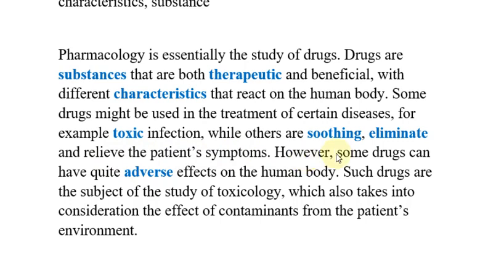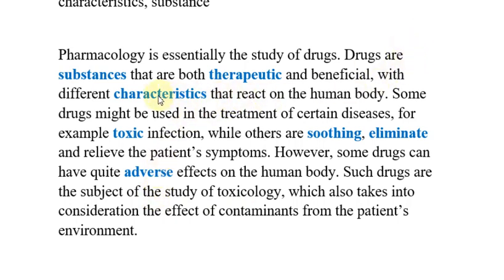However, some drugs can have quite adverse effects. This is a very good collocation. We also had it in the text on page 49. Adverse effect, bad effect, not a good effect on human body. Such drugs are the subject of the study of toxicology, which also takes into consideration the effect of contaminants from the patient's environment. Good, everyone.